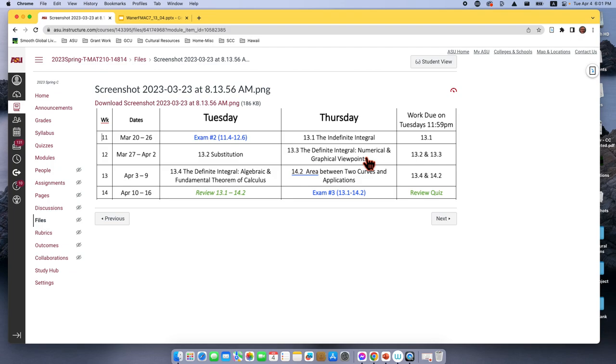On Thursday, we'll take a look at the area between two curves, because what we do tonight will actually be the area under a curve and the x-axis. To get the area between two curves, all you've got to do is subtract the two. Graphically, you look at two curves and you just subtract, and you'll get the distance between them. So it's really nothing too much newer.